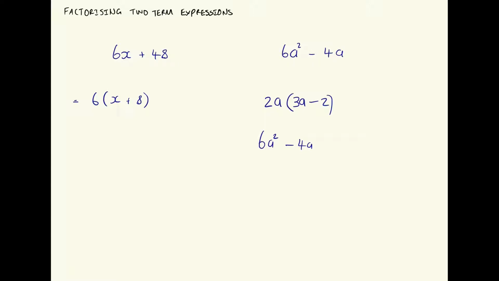What about the first one here? Let's have a look at the first one. Let's multiply 6 by x plus 8. So 6 times x is 6x, and 6 times 8, that's positive 48.